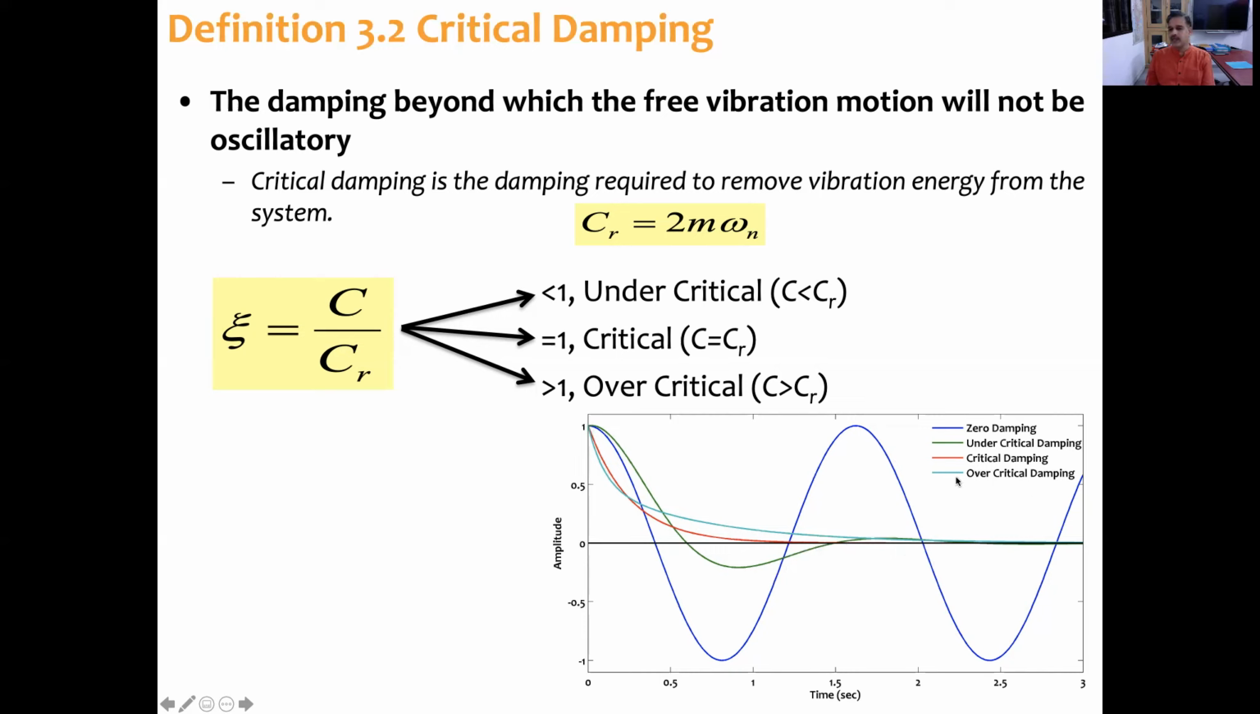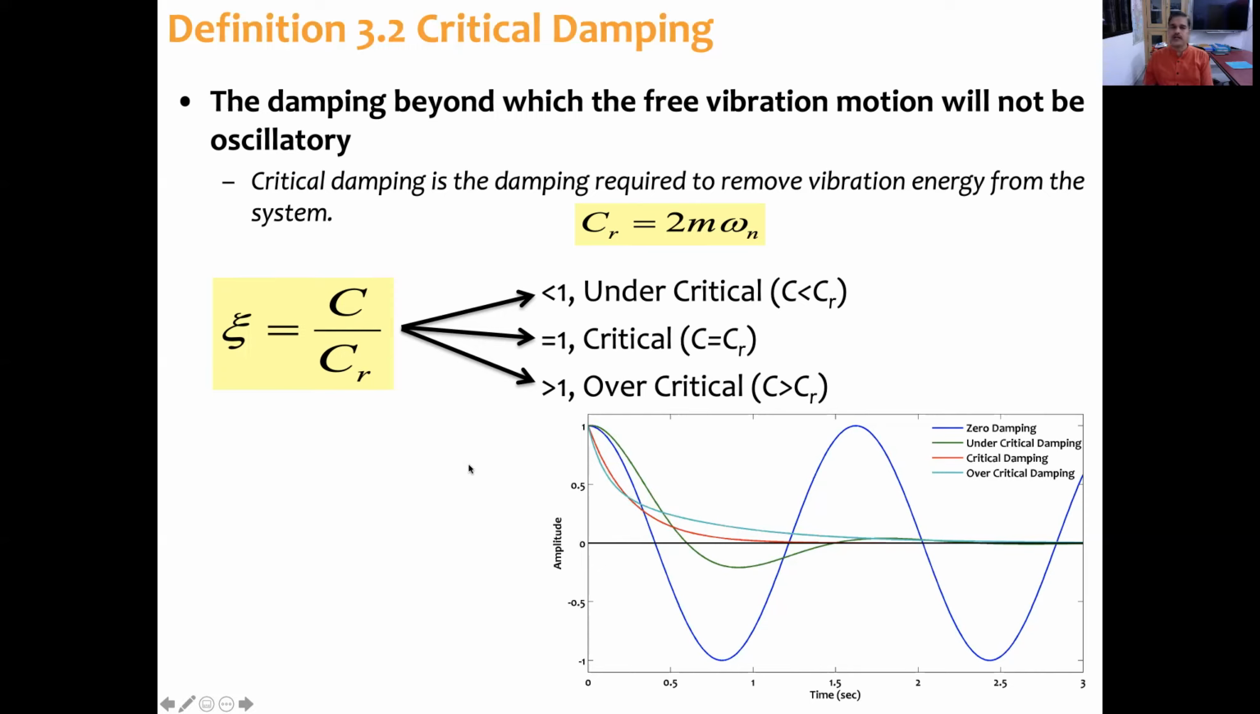And what is the difference between critical damping and overcritical damping? Critical damping means in this cycle, it is coming to rest. Overcritical damping means it will take some more time for the system to come to its mean position. It will come very slowly and take rest at the mean position.